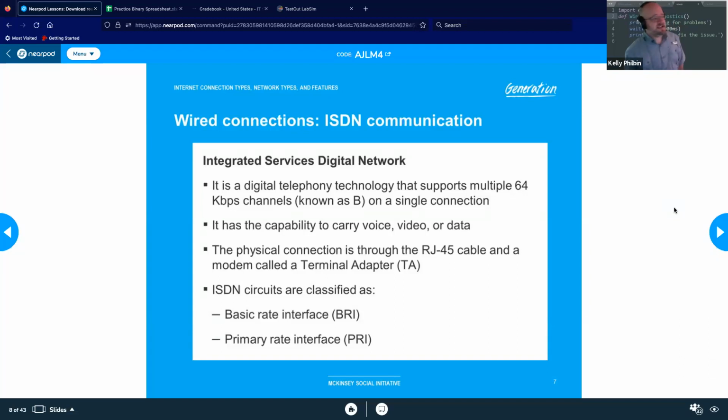All right, ISDN, Integrated Services Digital Network. It has the capability to carry voice, video, or data, which was a nice changeover compared to the old POTS line, where you typically had to choose whether you're going to do voice or data. Video, not an option. This one moves through the RJ45 cable, and a modem is utilized. This is called a terminal adapter, or TA modem.